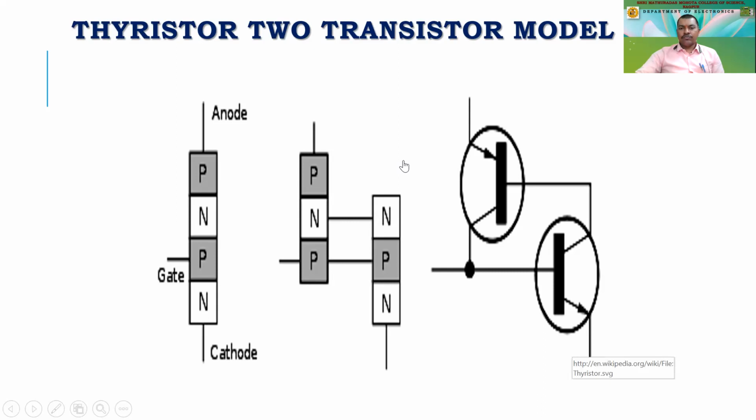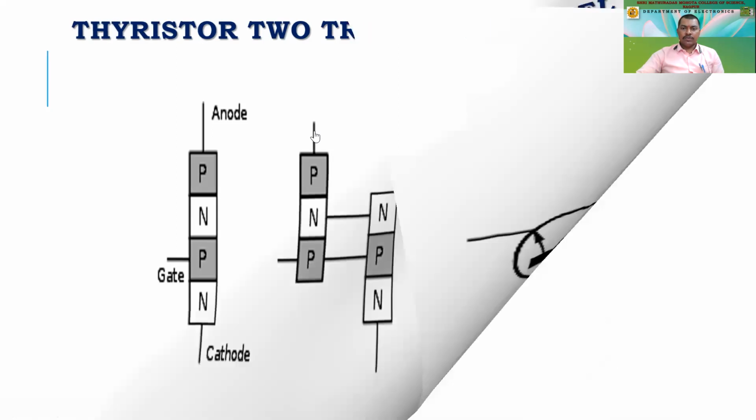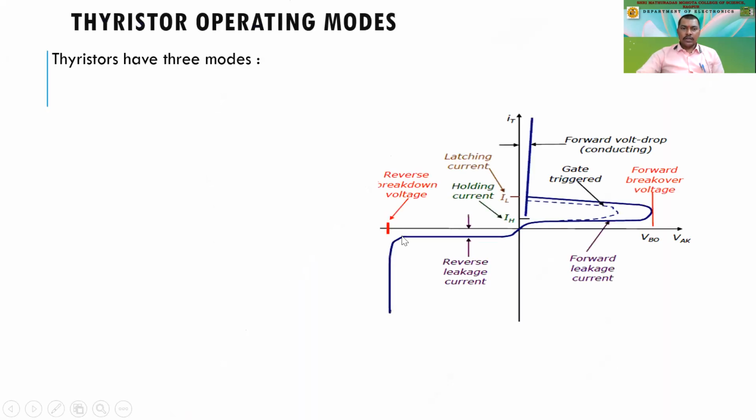transistor analogy circuit of the SCR, silicon controlled rectifier, in which the above transistor is a PNP transistor, the lower transistor is an NPN transistor. So once it is switched on, then it is very difficult to switch off. So just take a look at this.